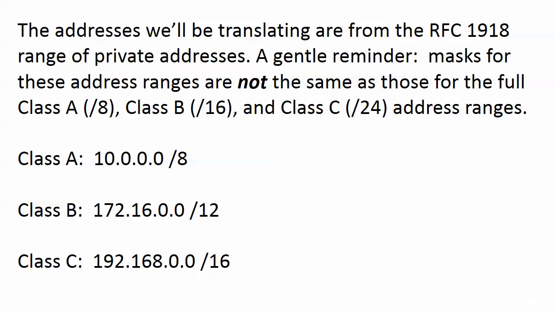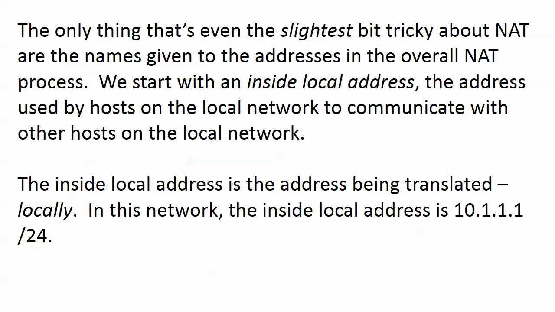They have to be changed to something that can be routed across a WAN. Now, the addresses that are being translated are from the range of private addresses we talked about a while back, the RFC 1918 addresses. Just a general reminder that the masks for these private address ranges are not the same as those for the full Class A, B, and C address ranges. Your masks for the full ranges are, in order, 8, 16, 24, but for the private address ranges, you'll notice your masks are 8, 12, and 16. You should be very familiar with these private address ranges before you take your exam. You need to be able to spot a private IP address. So any one of those three ranges, that's what we're dealing with.